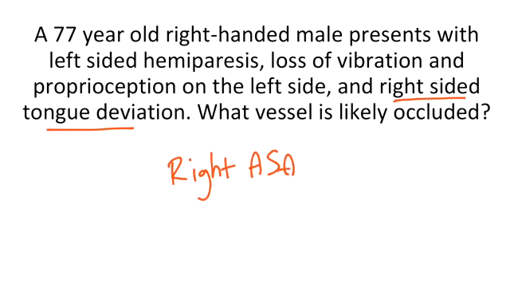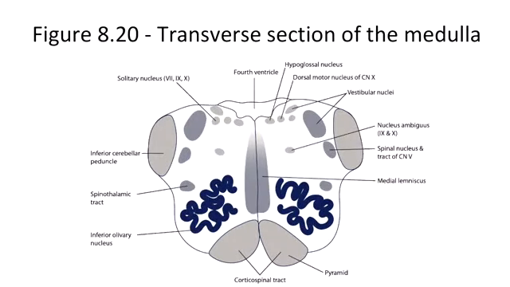Let's pull up some images to review the patient's symptoms. On this slide we have figure 8.20 showing a transverse section of the medulla. Recall from part 1 of this section that the paramedian branches of the ASA supply blood to approximately this region right here. As we can see, the hypoglossal nucleus is right here, and because this nucleus is so medial and deep, it can become ischemic during an occlusion of the ASA or the paramedian branches of the ASA.